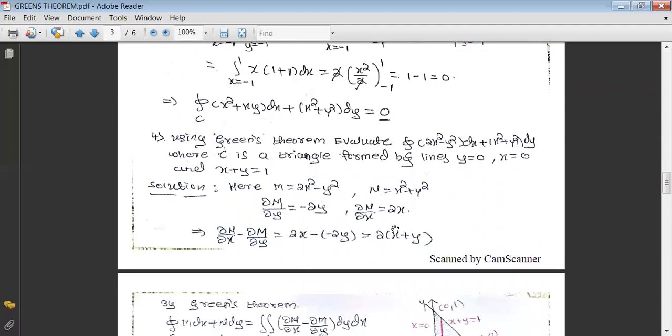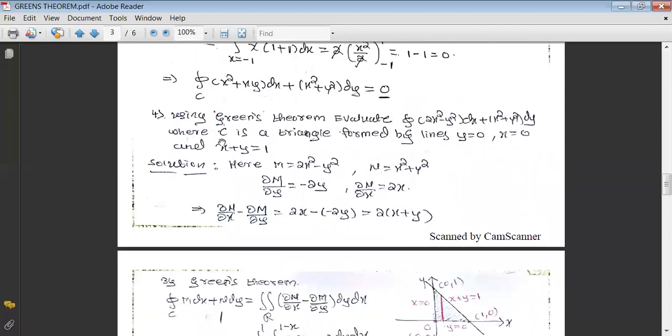Now let us go to one more, that is, using Green's theorem, evaluate the integration over the closed curve C of (x square minus y square) into dx plus (x square plus y square) into dy, where C is a triangle formed by the lines y equal to 0, x equal to 0 and x plus y equals to 1. Once you compare with the LHS of Green's theorem, we find M equal to x square minus y square and N equal to x square plus y square.